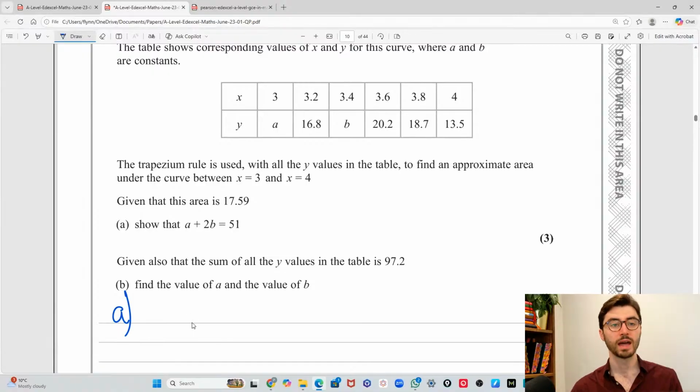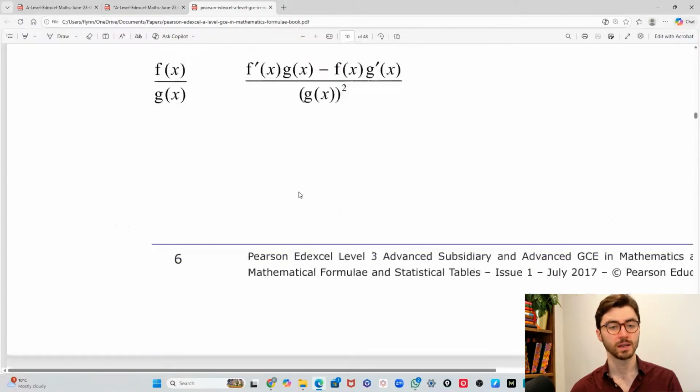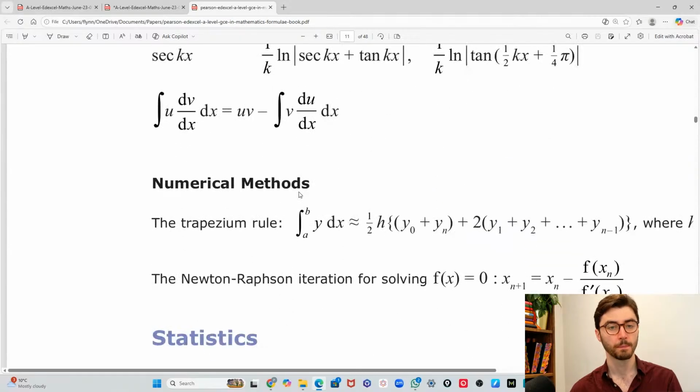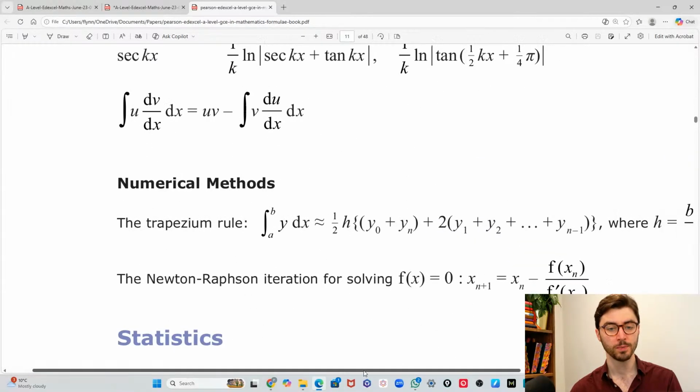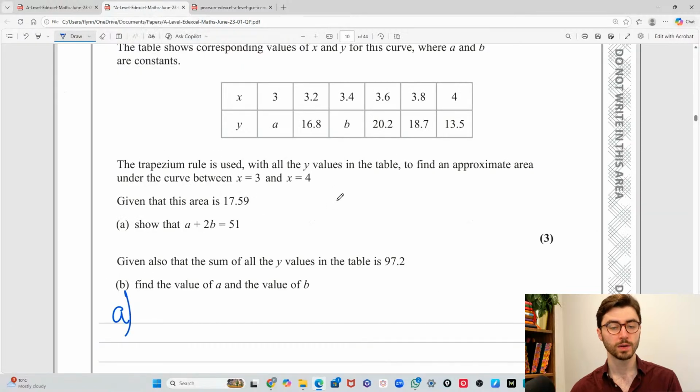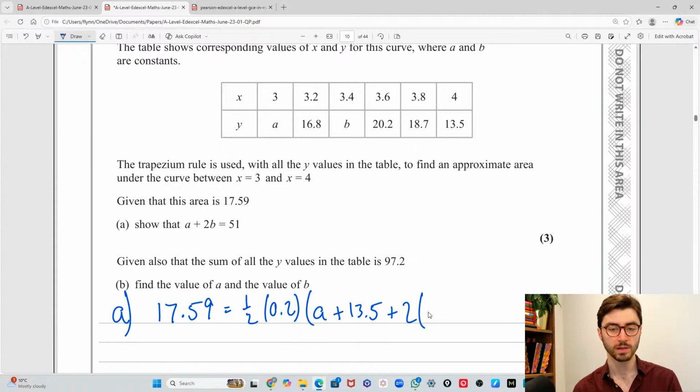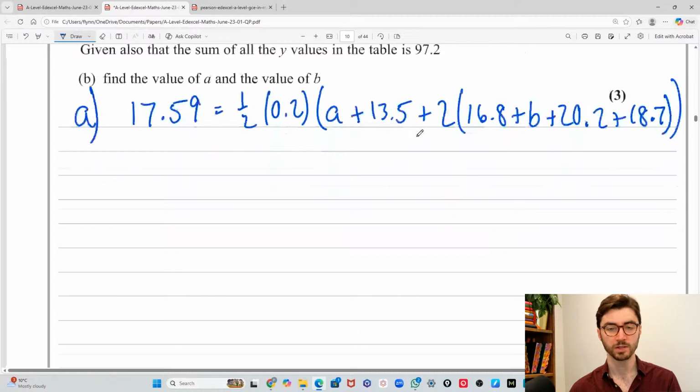And again, trapezium rule is one of those things that is in the formula book. Yeah, numerical methods, trapezium rule. So the area, so the integral, which is 17.59, is going to be equal to a half times the interval, which here is 0.2, into first y value plus last y value plus twice the middle values summed together. And this is an equation I can simplify without too much struggle.